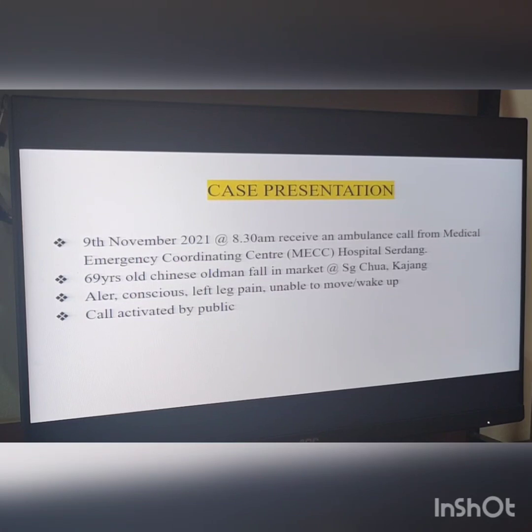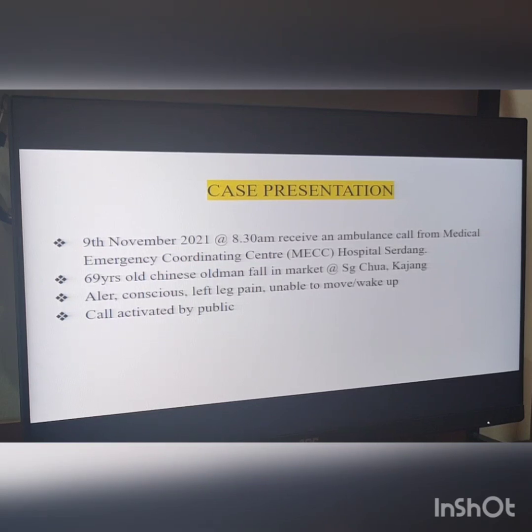That's how the base system runs. Okay, that case is a 69-year-old Chinese old man who fell in the market at Sungai Chua, Kajang. Patient's condition: the patient is alert and conscious, with left leg pain, and unable to move or get up.